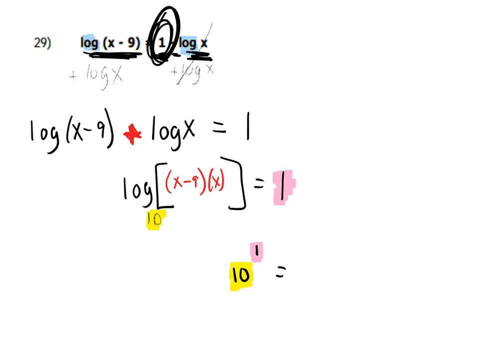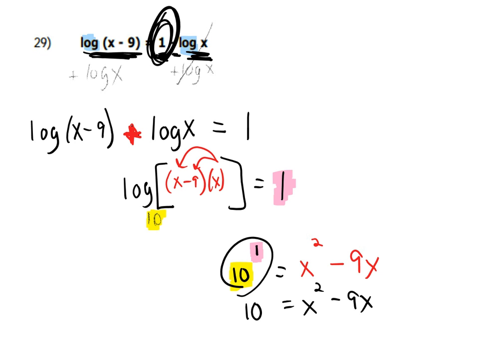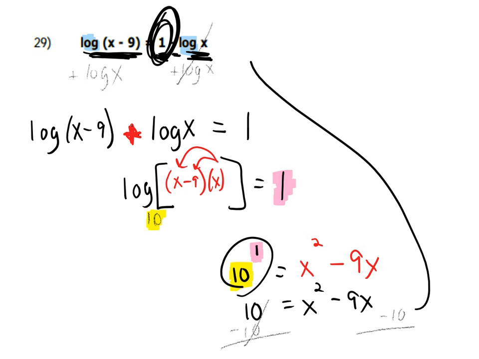And I'm going to go ahead and distribute this. That's going to be x squared minus 9x. And of course, 10 to the first is just, this right here is just a 10. And it's a quadratic equation, so I'm going to set it equal to 0. Subtract 10 on both sides. That cancels there. Running out of room. Follow me up here. I'm going to get 0 equals x squared minus 9x minus 10.